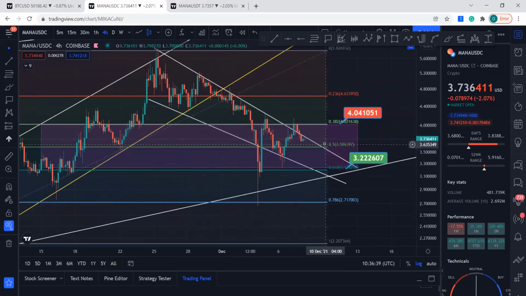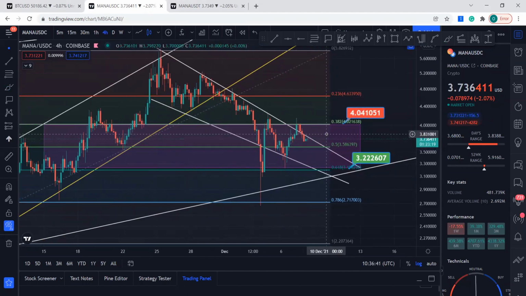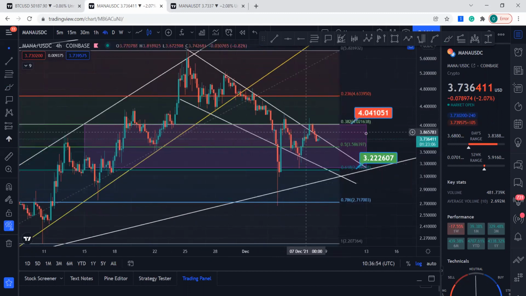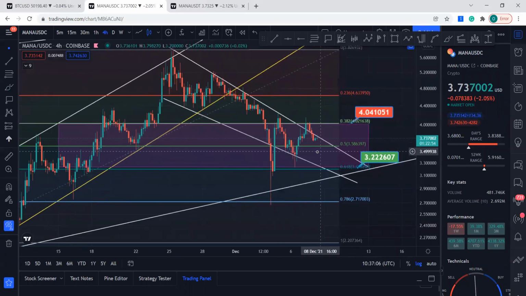But then we came down and now we are just looking for a support, and this line is coming in as a resistance. I've put these prices: $4.04 is the resistance area, and $3.22 is your support at the moment. And you can see it's in this falling wedge kind of formation. It has come back in. Now, what it can do is come back, retest 0.5, and then make its next move, whatever it wants to do.